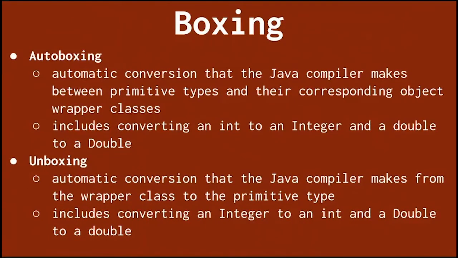Autoboxing and unboxing. This second bullet point right here is kind of what I would shoot for right away. I mean, you can read all this, but this is the main thing: converting a lowercase int into a capital Integer and a double to a capital Double. Okay, unboxing is the opposite of it, but again, just looking at that second bullet point will kind of help you understand it a little bit more.